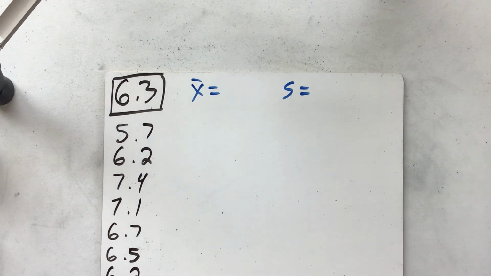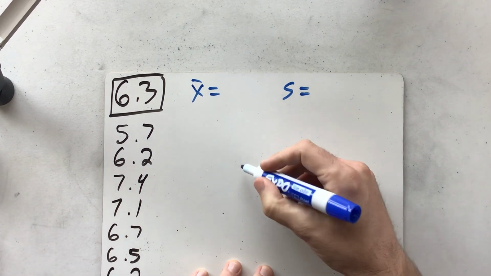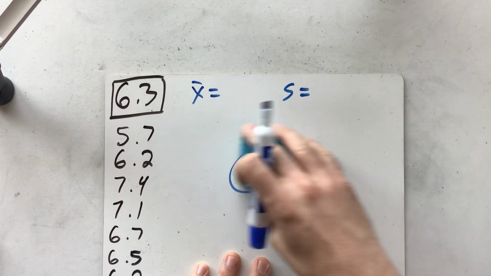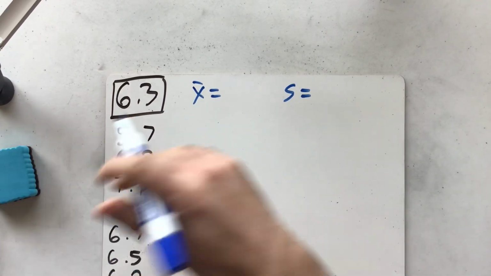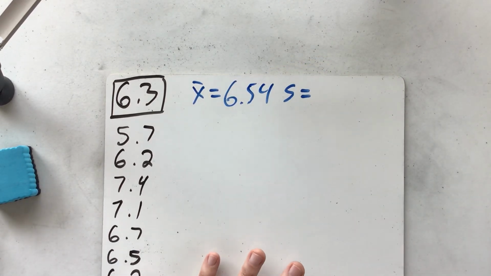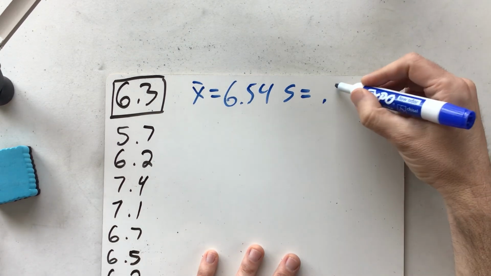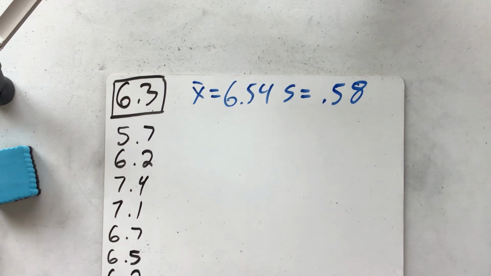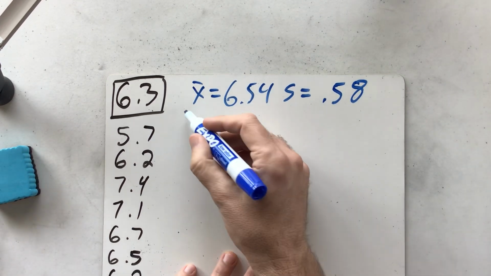And I know the answer, so why don't you go ahead and pause and do that without me, and then unpause once you get it, and we'll see what we got. What I got was 6.54 for my x bar and 0.579, so 0.58 for my s. So that's what I got for those two numbers.